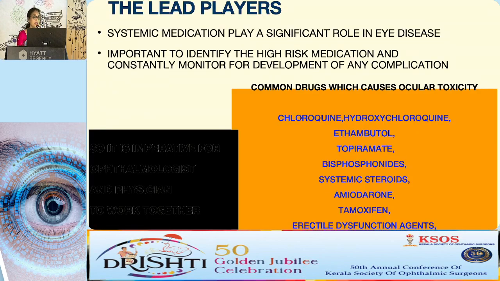So who are the lead players? Let us discuss that. Systemic medications play a very significant role in any eye disease, and it is important to identify the high-risk medications and constantly monitor for the development of any complications. So it is imperative for the ophthalmologist and the physician to work together and go hand in hand for the common goal. What are the common drugs which cause ocular toxicity? Chloroquine, HCQ, ethambutol, topiramate, bisphosphonates, systemic steroids, amiodarone, tamoxifen, erectile dysfunction agents, to name a few.